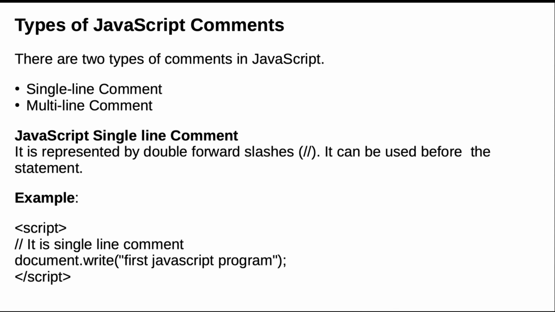Types of JavaScript comments. There are two types of comments in JavaScript: single line comments and multi-line comments. A JavaScript single line comment is represented by double forward slashes. It can be used before a statement. We can use the comment in the script tag by using the double forward slash to show a single line comment.